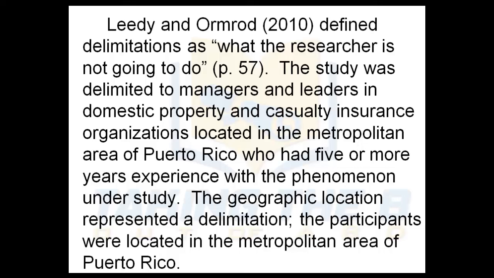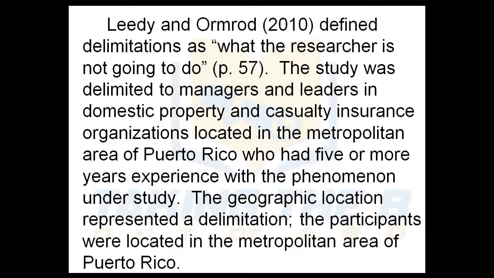This study was delimited to managers and leaders in domestic property and casualty insurance organizations located in the metropolitan area of Puerto Rico who had 5 or more years of experience with the phenomena under study. So you can see she delimited down to only people that were in the metropolitan area of Puerto Rico, and she also delimited down to people who have had 5 or more years of experience.